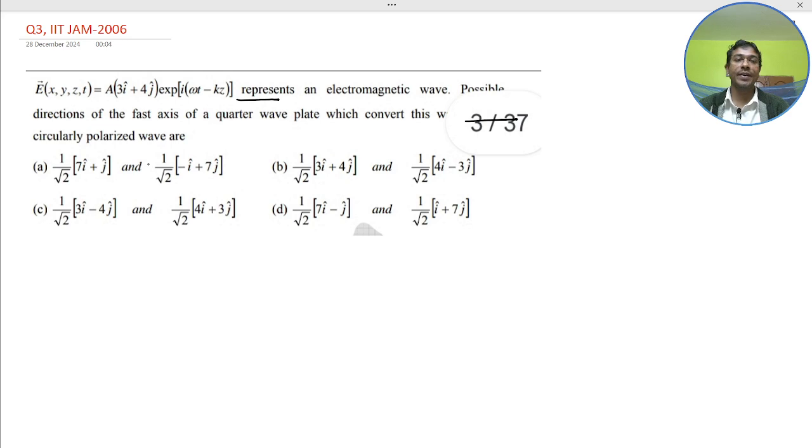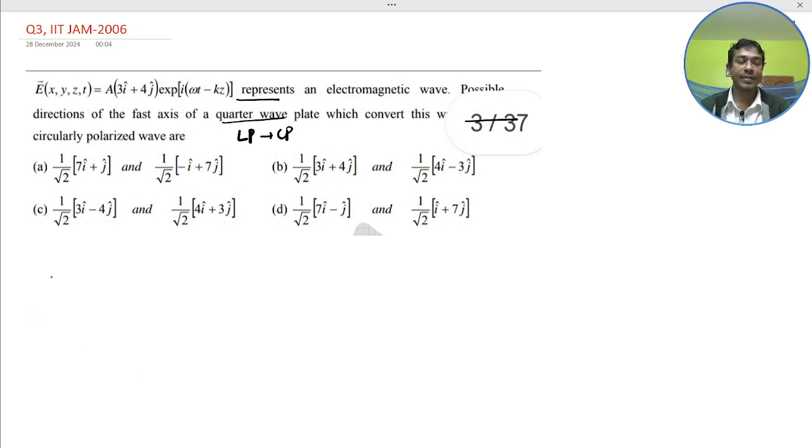So you have given electric field, suppose electromagnetic wave, and you have to find which direction is applicable here to convert the LP to CP, linear polarized to circular polarized light with a quarter plate. This theory is very important. LP to CP, which plate, which direction, and the phase difference.